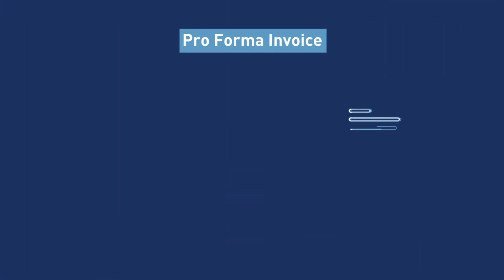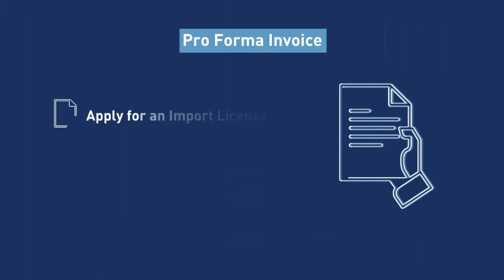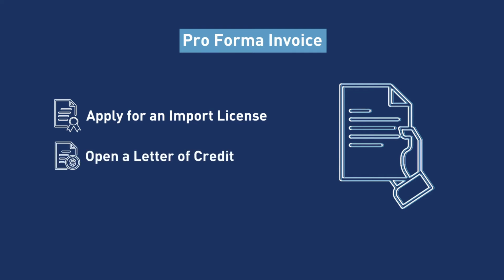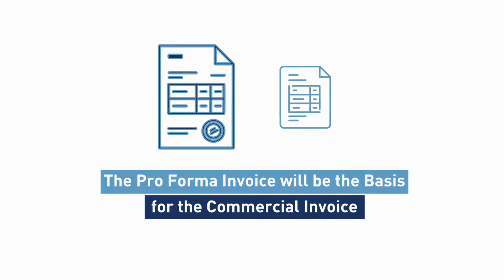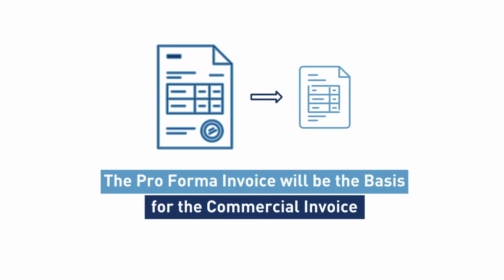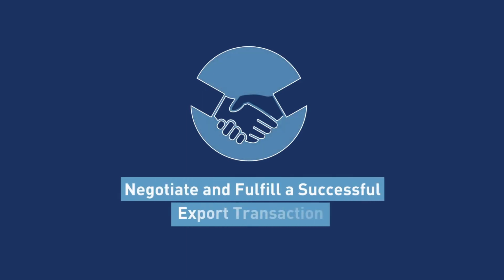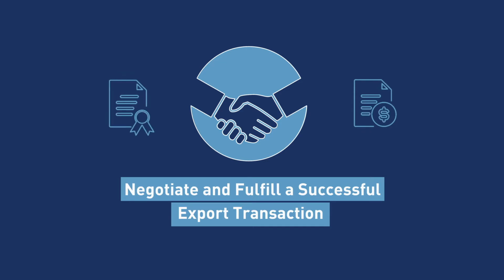Additionally, the buyer may also require a pro forma invoice to apply for an import license, open a letter of credit, or purchase another currency. Once finalized, the pro forma invoice will be the basis for the commercial invoice, which is the final bill of sale. In this video, you'll learn how to negotiate and fulfill a successful export transaction with these key international sales documents.